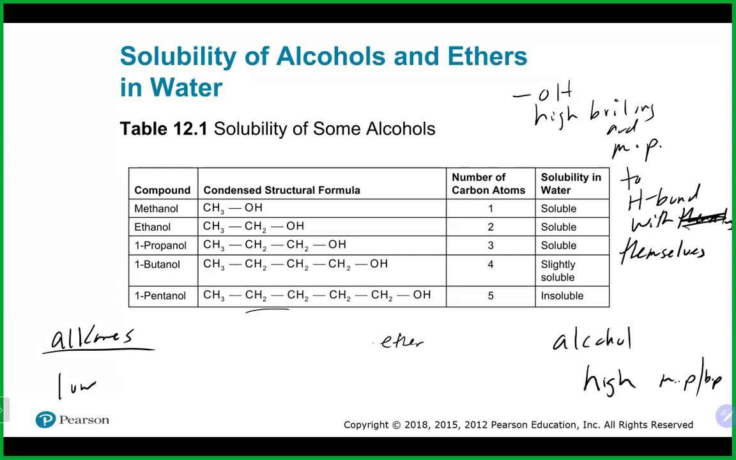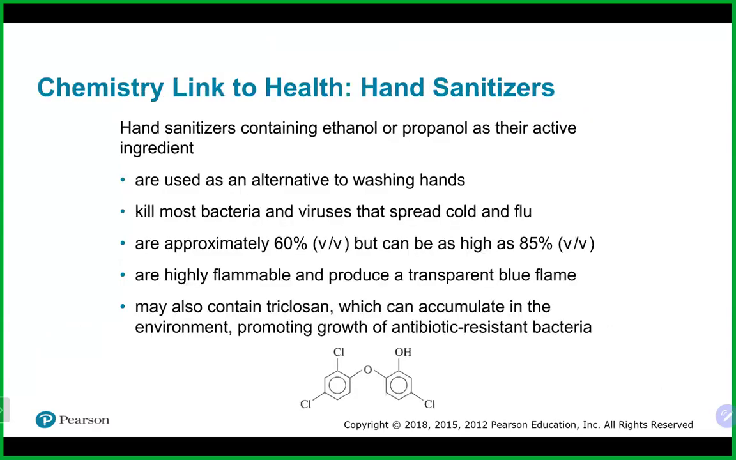So there's actually only one thing that could kind of beat an alcohol in terms of boiling points and melting points, which we'll talk about later on. And that actually is a carboxylic acid. It is one of the few things that can beat out an alcohol in terms of that. Any questions on that there?